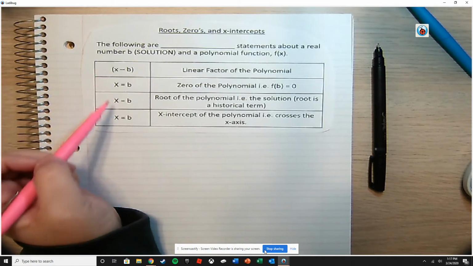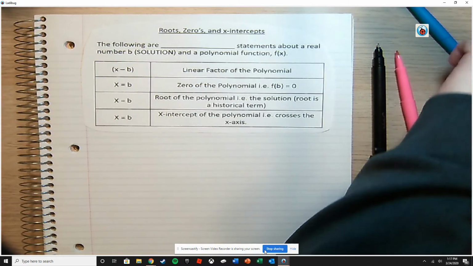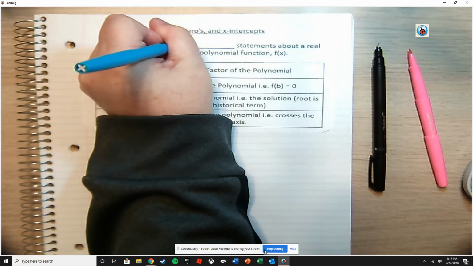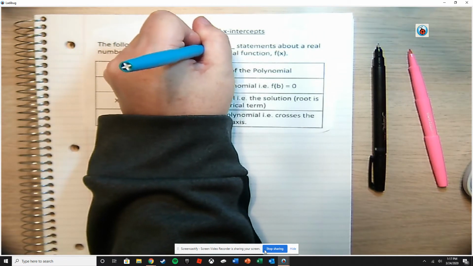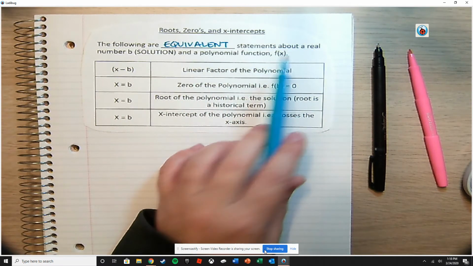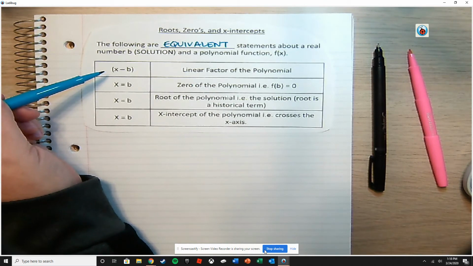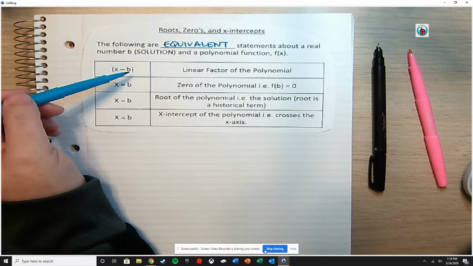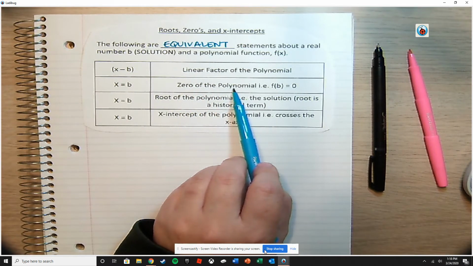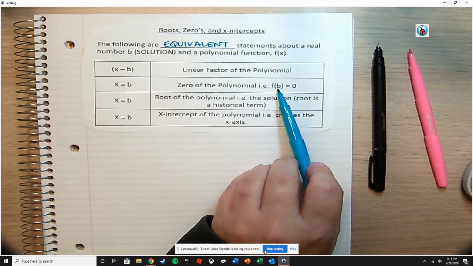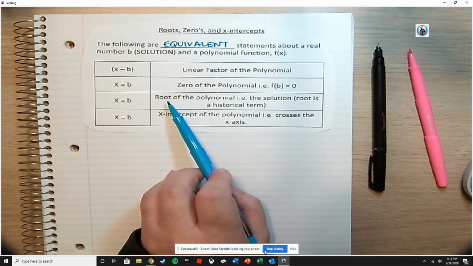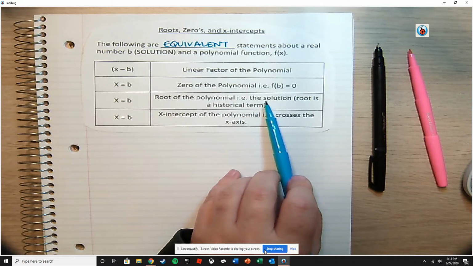If you look at this table, it says at the top, the following are equivalent statements about a real number b and a polynomial function f of x. I can write it as a linear factor x minus b. Then if I take the opposite, I have x equals b, I can call that a zero of the polynomial. And if I plug that in, I'll get 0. Also, x equals b is the root of the polynomial, in other words, the solution.